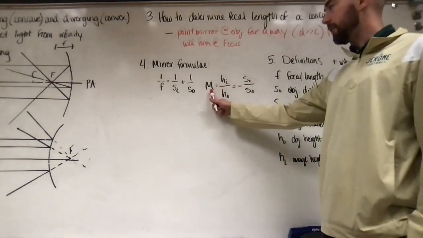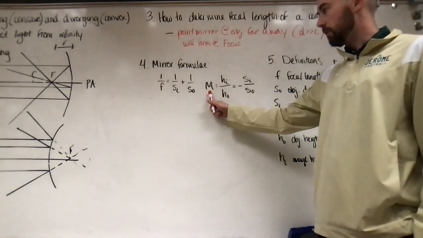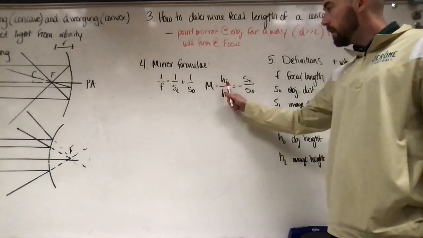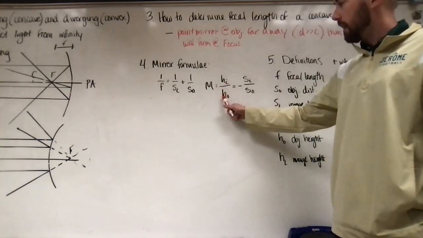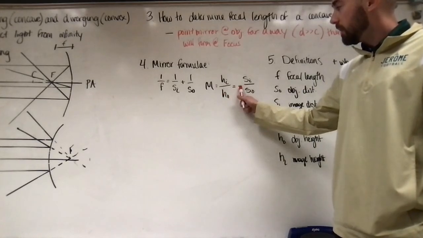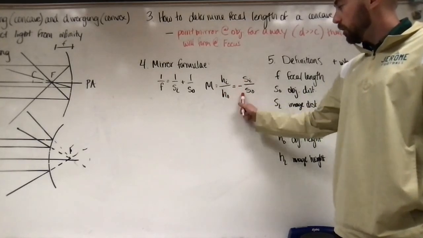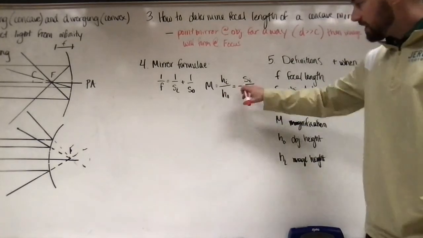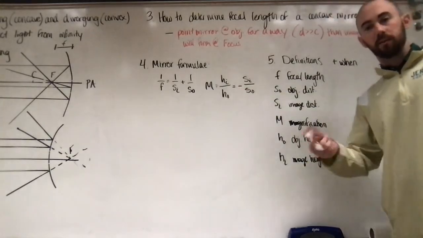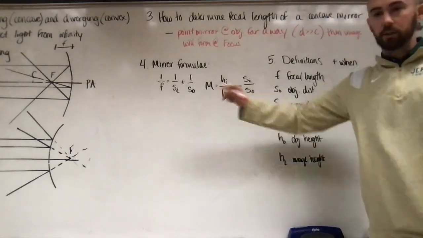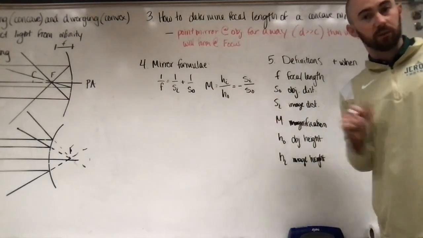And then over here, magnification. This is how big the image is compared to the object. That's going to be the height of the image over the height of the object, or the negative of the distance to the image over the distance to the object. That negative sign is important because it's going to tell you about the orientation. So if I have a magnification where it's negative, that means it's flipped upside down.